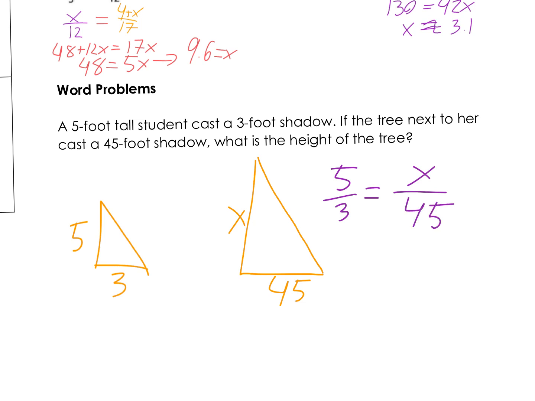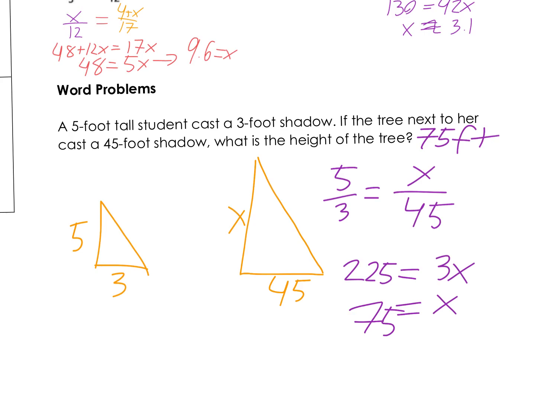And bear in mind, there are a number of ways we can set up these ratios. These are just the ways that I'm solving them. So 5 times 45 is equal to 225. So 225 is equal to 3x. Divide both sides by 3. x is equal to 75. So how tall is the tree? 75 feet.